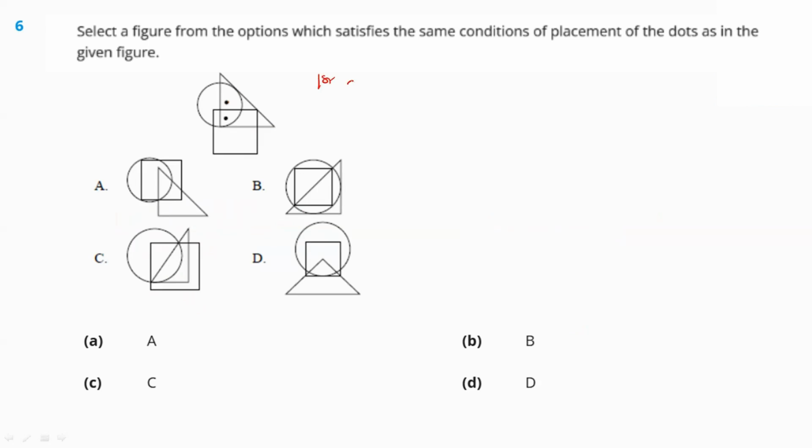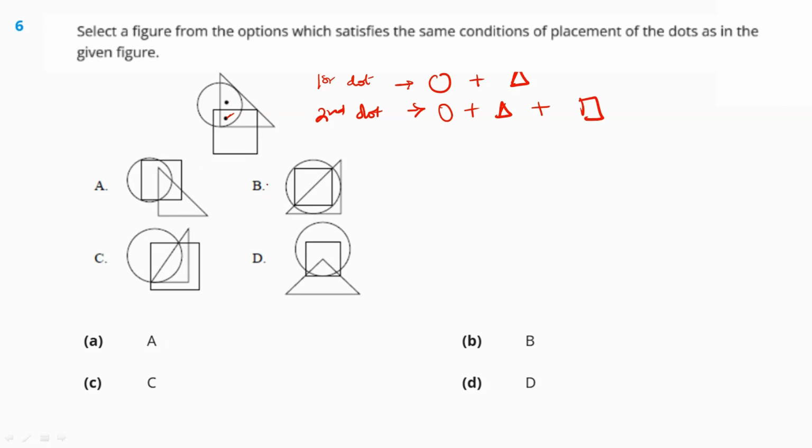The first dot is located in the circle and a triangle, correct? In the circle and a triangle, whereas the second dot is located in the circle, in the triangle, and in the square. Circle, triangle, and square. Right? So we have to similarly find out in which figure, if we place these two dots, we will have the same kind of pattern, right?